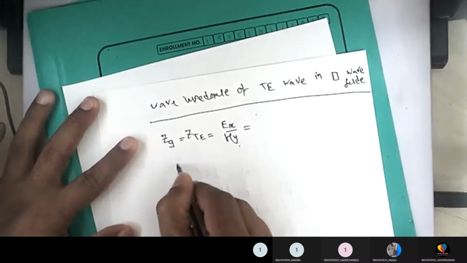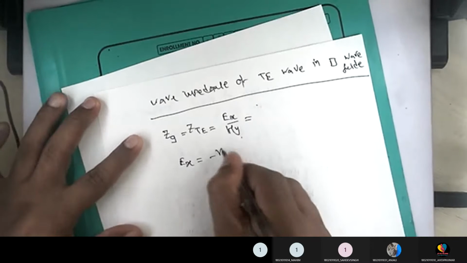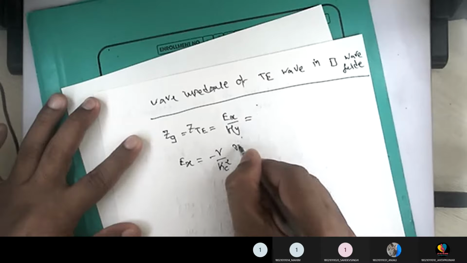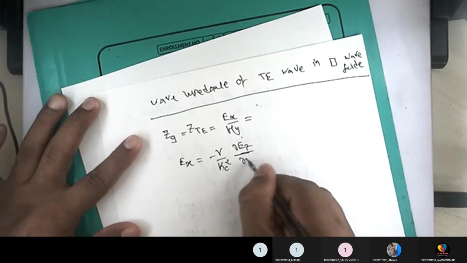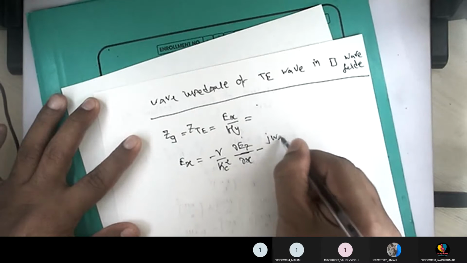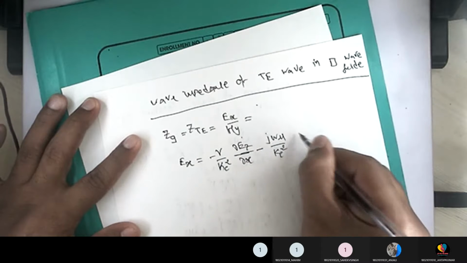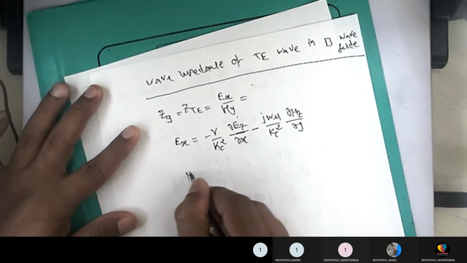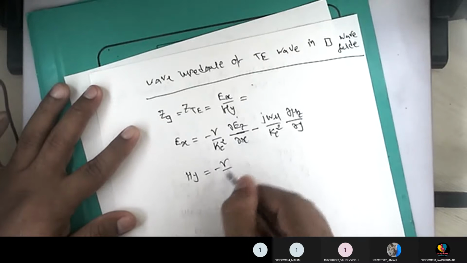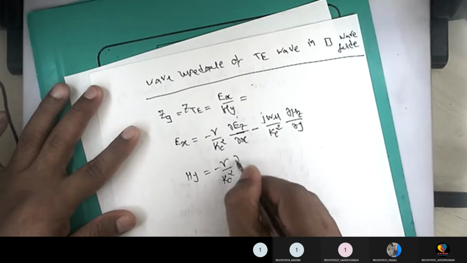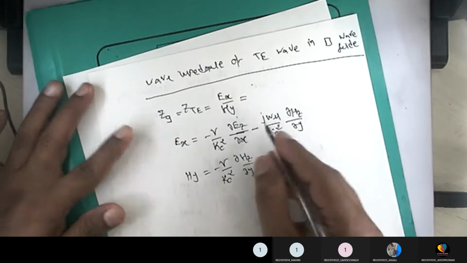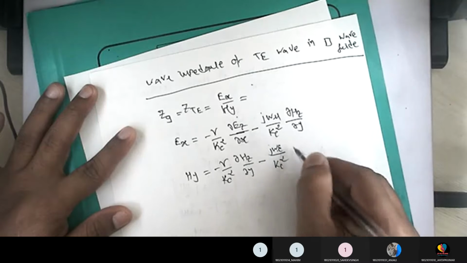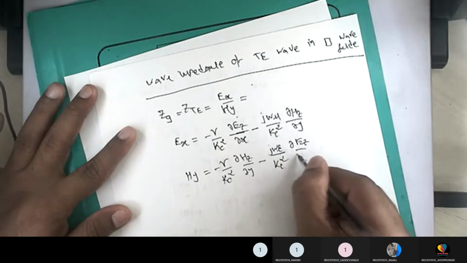EX was obtained as minus gamma by KC square del EZ by del X minus j omega mu by KC square del HZ by del Y. So this one was our EX part. In the same way, the HY part was minus gamma by KC square del HZ by del Y minus j omega epsilon by KC square del EZ by del X.